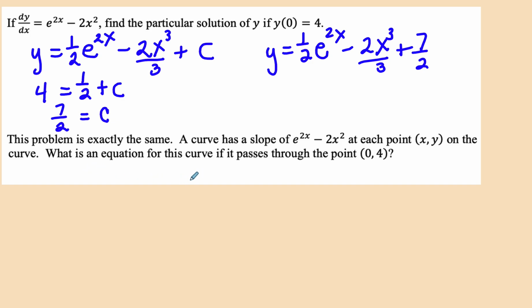Now, this next problem is exactly the same. It's just stated a little differently. A curve has this slope. So sometimes it says it that way. Instead of saying dy dx, it'll say the curve has this slope at each point. And what is the equation of the curve that passes through 0, 4? So again, same question asked in a different way.